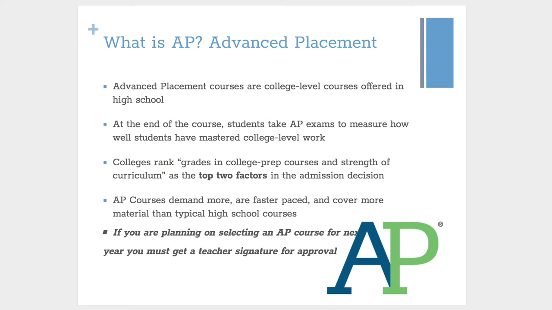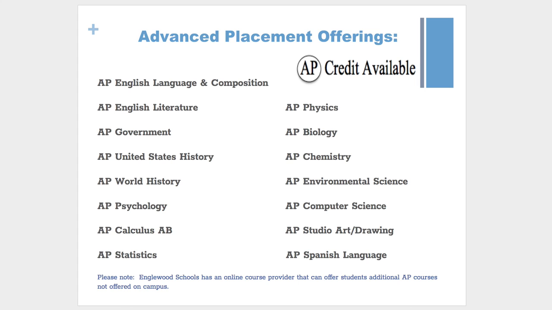So if you are planning on selecting an AP class for next year, you have to get your teacher's signature for approval on your course selection sheet. These are the classes that we offer here at Englewood High School that are advanced placement. English Lang and Comp, English Literature, Government, U.S. History, World History, Psychology, calculus, statistics. In the science area, we have physics, biology, chemistry, and environmental science. In electives, we have computer science, AP Studio Art and Drawing, and Spanish.